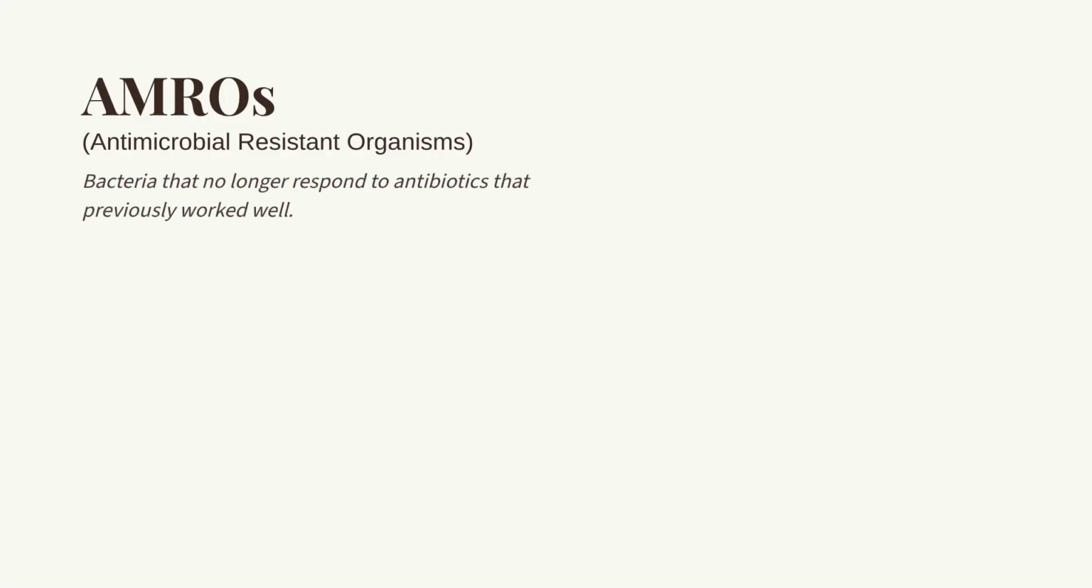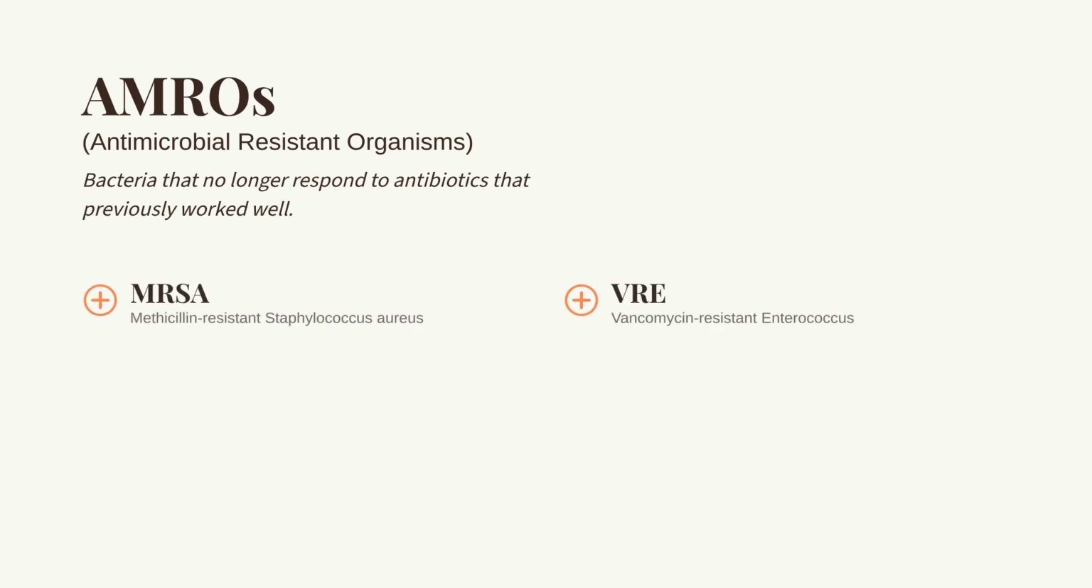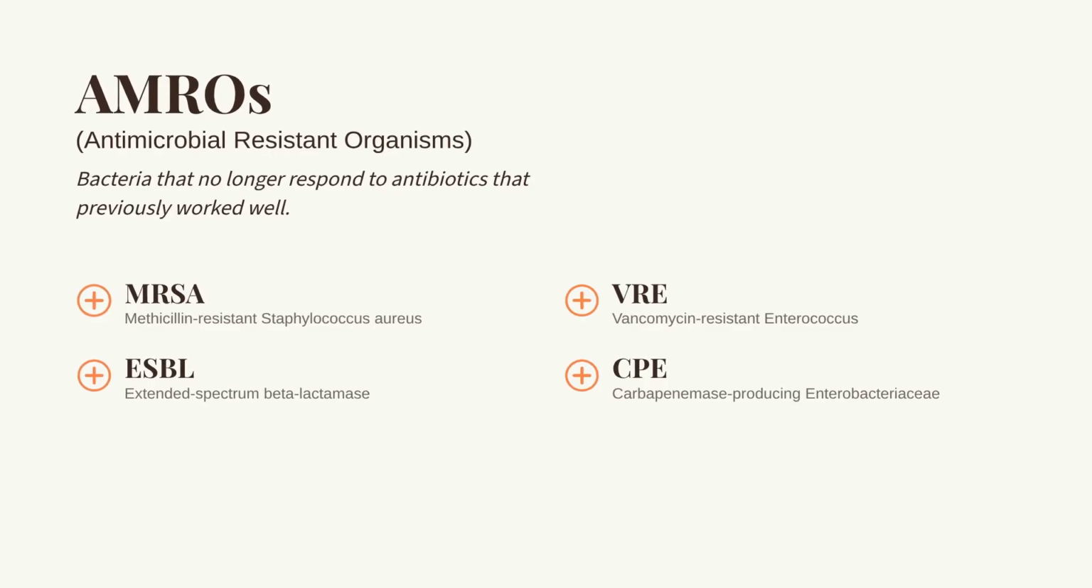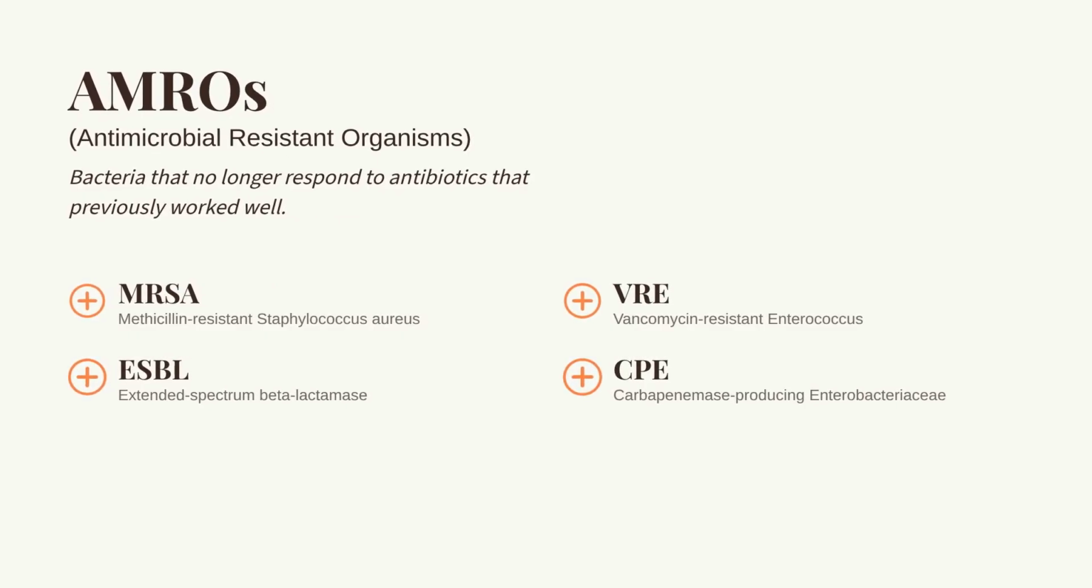Now, let's discuss antimicrobial resistant organisms, also called AMROs. These are bacteria that no longer respond to antibiotics that previously worked well. Because of this, infections become more difficult to treat. Some common examples include MRSA, VRE, ESBL, and CPE. These organisms are often called superbugs because they are resistant to multiple antibiotics.